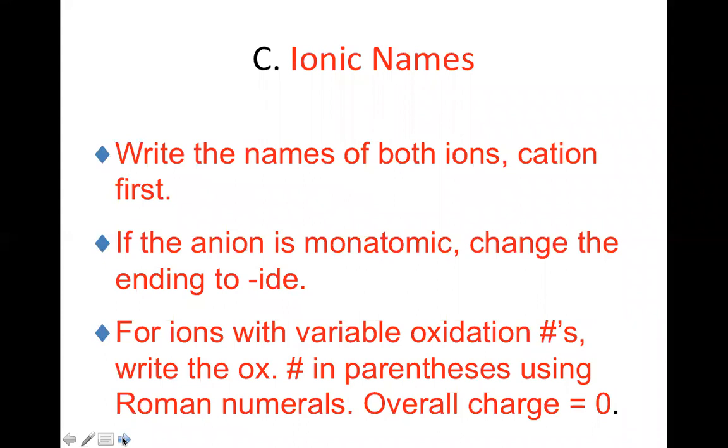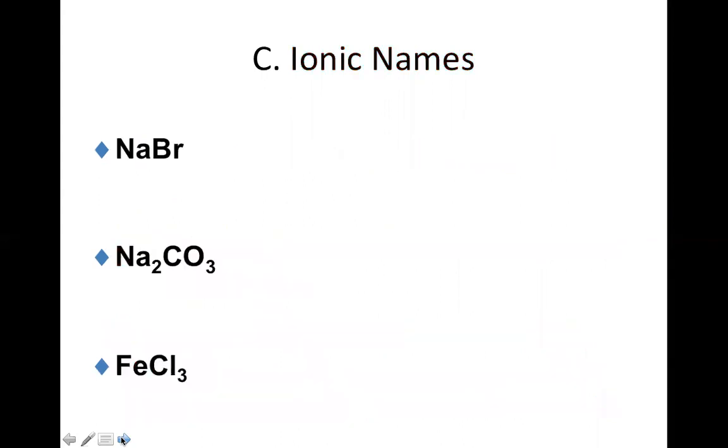For our ions with variable oxidation numbers, so those transition metals, we're going to write the oxidation number in parentheses using Roman numerals, and our overall charge still needs to be 0. All right, so let's look at some examples here.